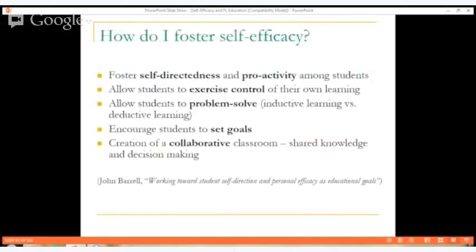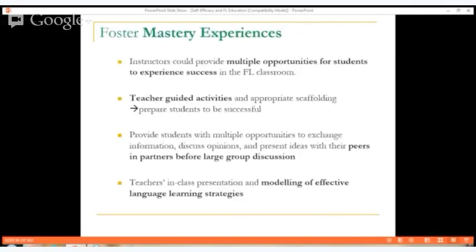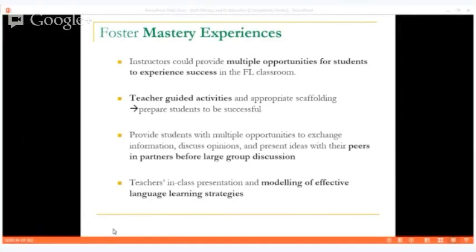You want to provide a lot of opportunity for students to exercise control of their own learning, to problem solve, to set goals, and you want to give the opportunity to create a collaborative classroom where there's shared knowledge, shared decision making. You want to foster mastery experiences. So you want to provide opportunities for the students to experience success. So that means that you want to have a lot of really solid, really good teacher-guided activities with appropriate scaffolding so that you prepare your students to be successful, so when they actually do engage in the activity, that they're successful.